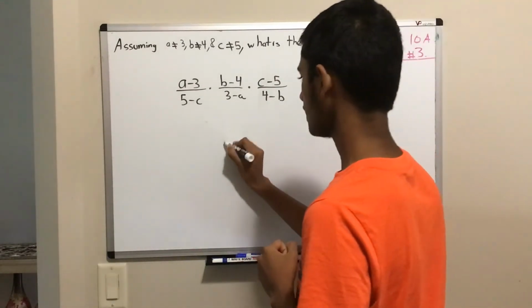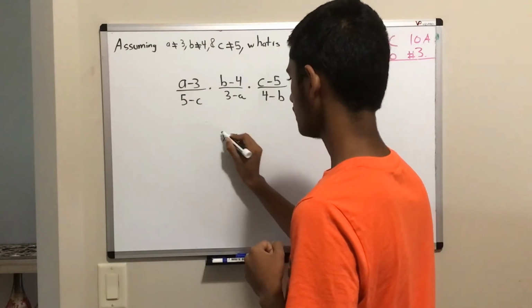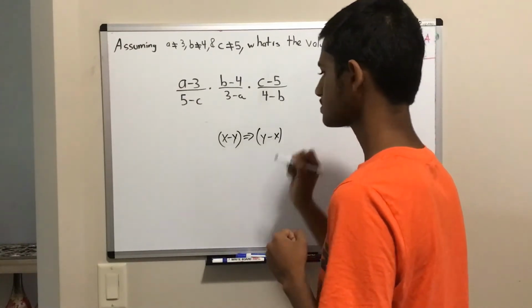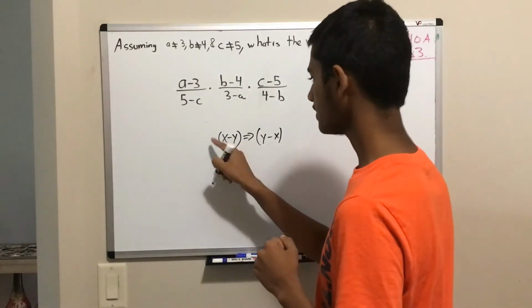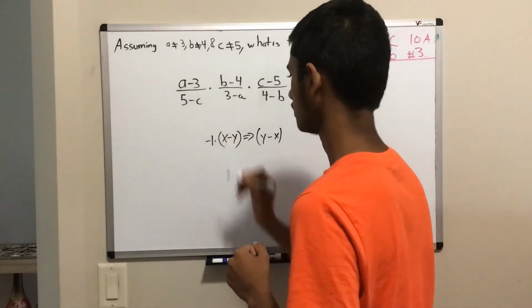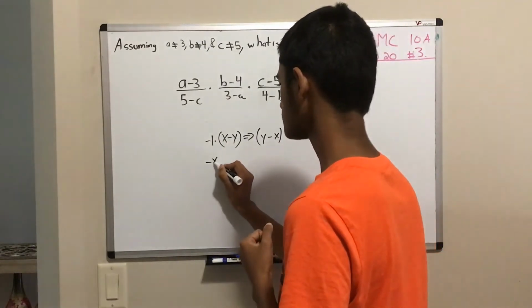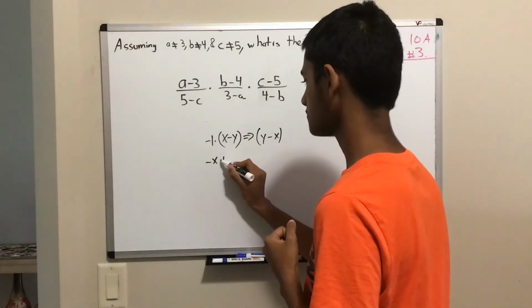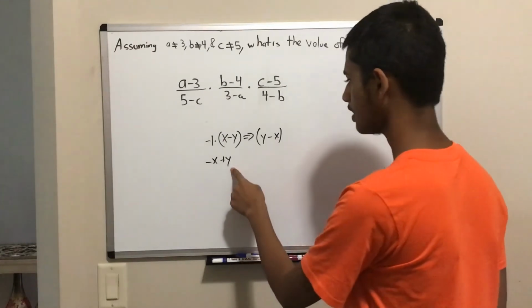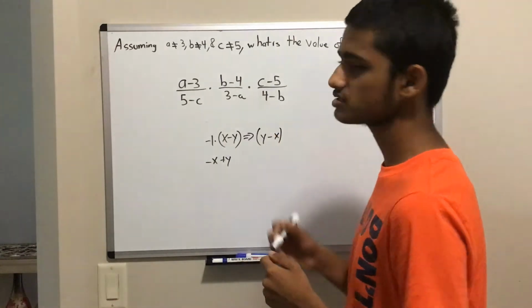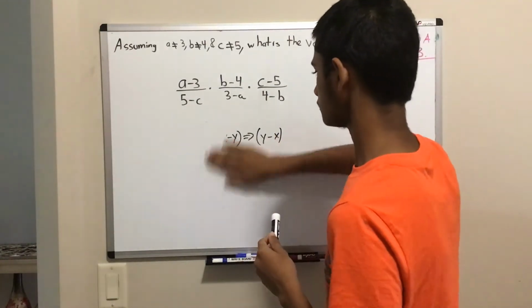If we have the number x minus y, and we want to convert it to the number y minus x, the way we can do that is multiply the original expression by -1. Because when you distribute that in, that'll become negative x, and the negative and the negative cancel out to become positive, so negative x plus y, which can be written as y minus x. So that's the key insight for this problem.